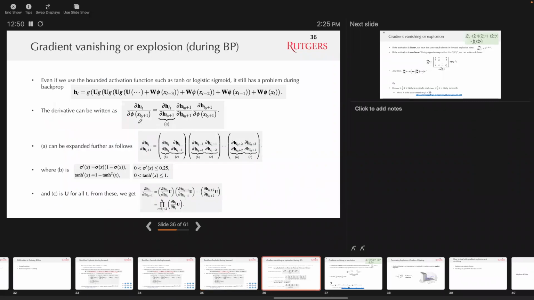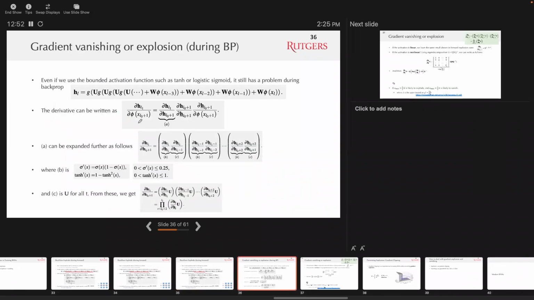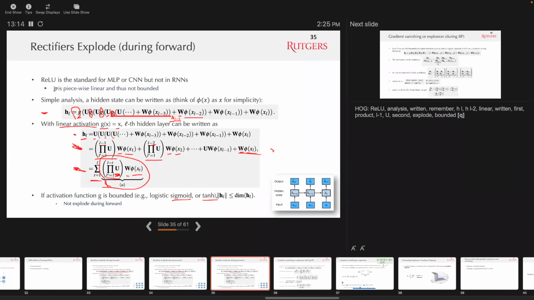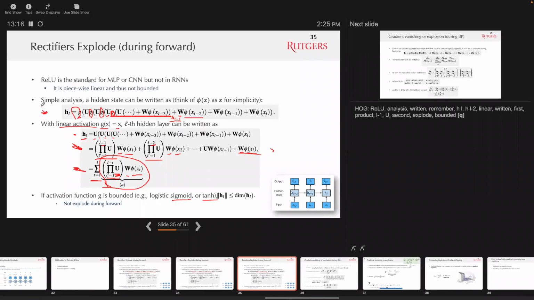Now let's analyze the back propagation. Okay. During backprop, what's going to happen? If you only have this nonlinear activation of sigmoid and hyperbolic tangent, even if there's no problem during feed forwarding, there might still be a problem during backprop. And why is that? So we're going to analyze this. So recall this equation, right? This is the same equation as before, right?